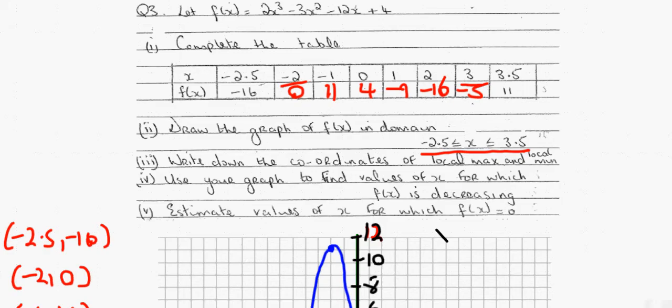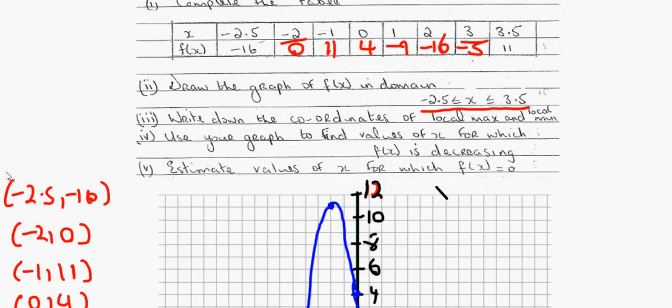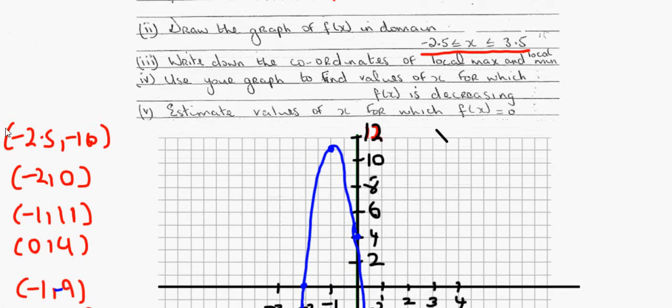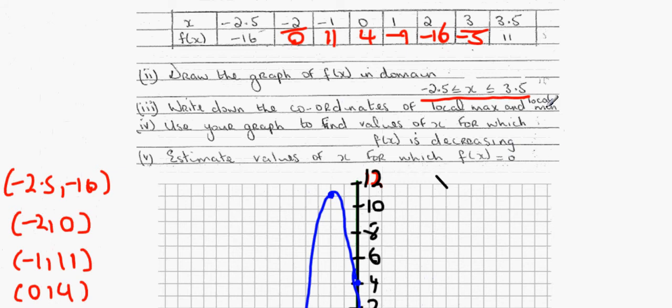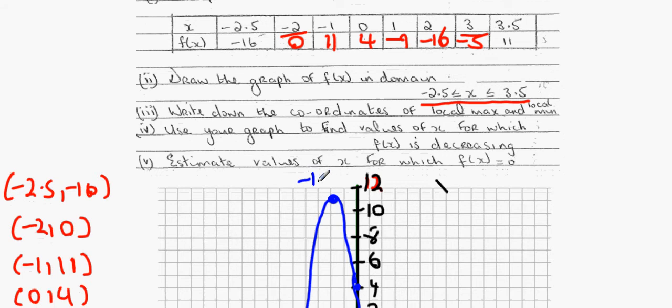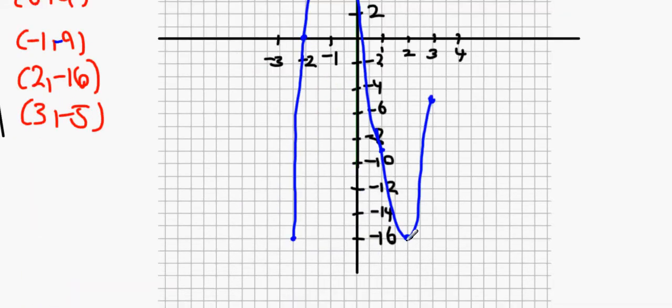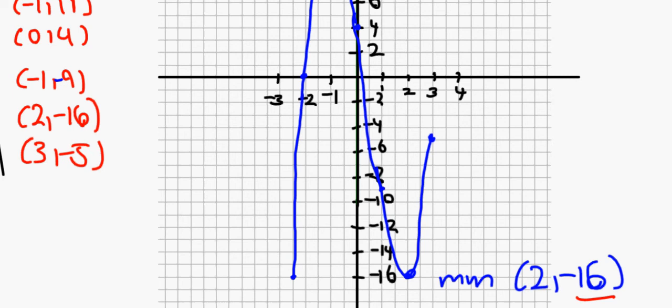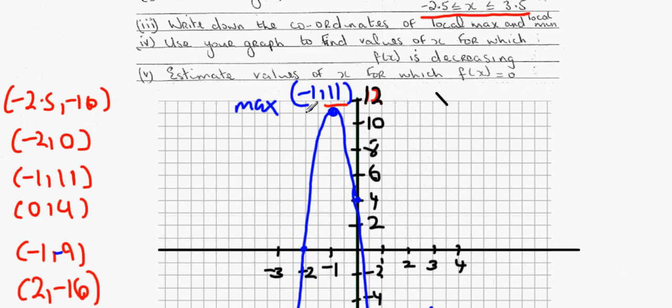Okay, now that that's done, and this is our graph here, obviously hard to get it as accurate as the one we just saw. Write down the coordinates of the local max and local min. The local max is going to be the maximum turning point. We just circled it there. It's going to be minus 1, 11, and the local min is going to be this one here, which is going to be 2, minus 16. Now remember, the minimum has the smaller y value, and the max has the bigger y value.